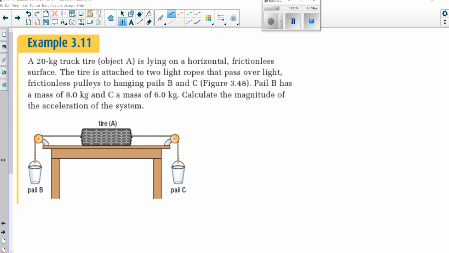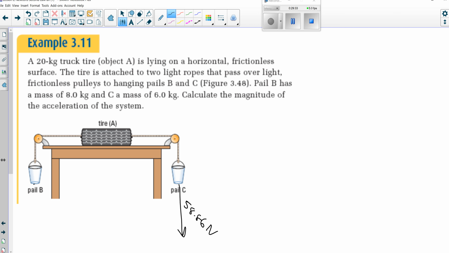Okay, so first thing is we want to identify the forces that are acting. How many forces are acting here? 2. Yeah, the force of gravity on the 2 pails. The table is frictionless, so there's no forces other than gravity and normal force, which cancel anyway, acting on the tire. So the only forces we have are the force of gravity, and pail C is 6 kilograms. So that's 58.86 newtons, that's the force of gravity there.